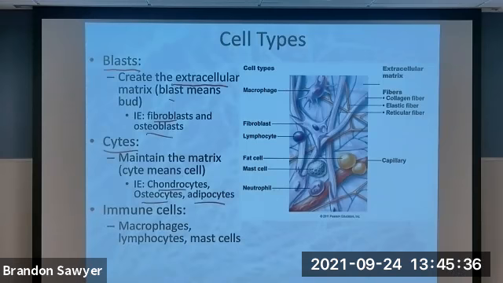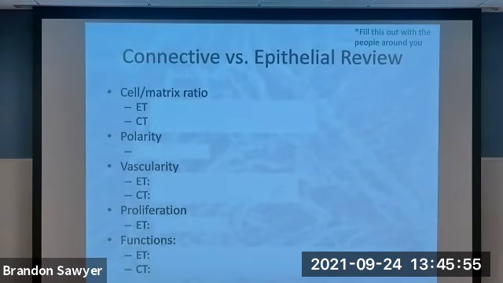And then we have different immune cells kind of roaming around in connective tissue, looking for things that aren't supposed to be there, like macrophages, some lymphocytes, and mast cells. So you can kind of see what those different cells might look like in that image there on the right.